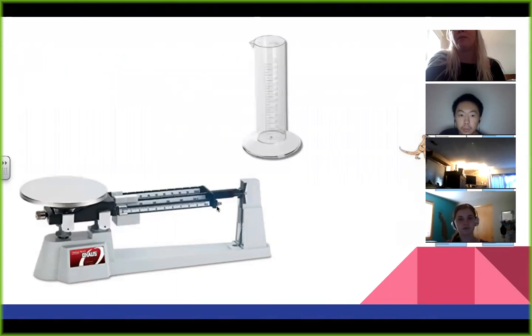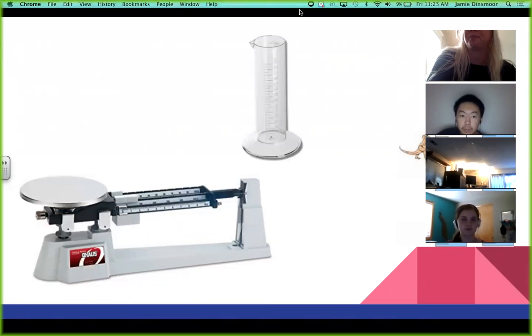Here is a triple beam balance, which is a way that we can measure mass in a lab. So you place your object on the tray here, and you have three different things that you can move so that you can end up getting tens, hundreds, and ones in terms of mass. And you have a 0 over here on the right side.